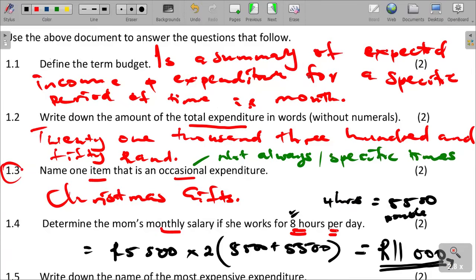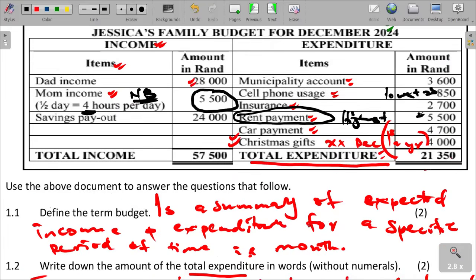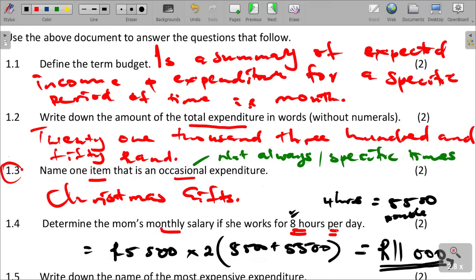Then, name one item that is an occasional expenditure. An occasional expenditure is an expenditure that comes on specific occasions. For example, during Christmas time it is an occasional expenditure, because we only do that spending in December. So what is given on our budget here as an occasional expenditure is Christmas gifts. That is why I have said the occasional expenditure is Christmas gifts, which is given there.